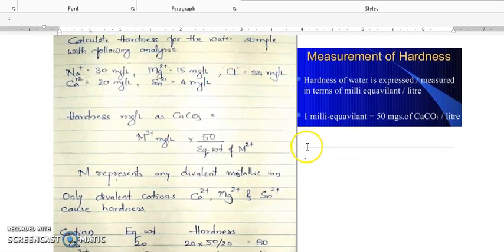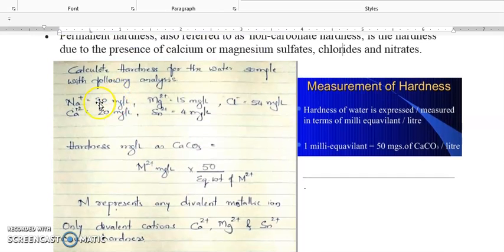Now there are some types of problems which they can ask in the exam. This I have not told in the class. So this is one problem we can expect. Calculate the hardness for the water sample with the following analysis. The values of 5 ions are given. Some are monovalent ions, some are divalent. So there is 1 plus here, 2 plus here, 1 minus here. Na plus 1, 30 mg per liter, Mg plus 2, 15 mg per liter, Cl minus 1, 54 mg per liter, Ca plus 2, 20 mg per liter, Sn plus 2, 4 mg per liter.